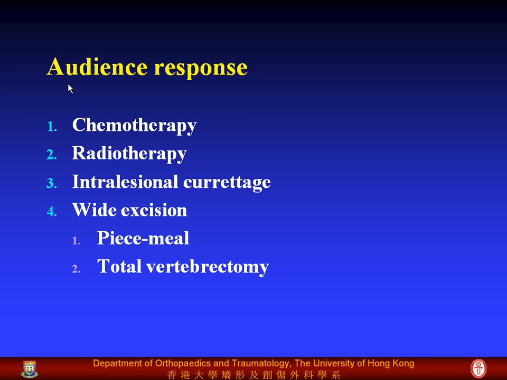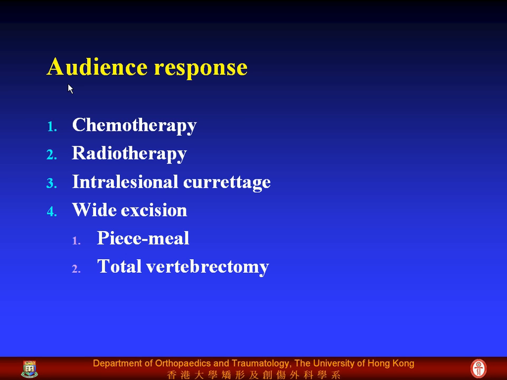Right, so your preference. Chemotherapy, I don't think anybody would use chemotherapy for GCT. Radiotherapy, no. Intralesional curettage, this is what you would do. There's an option if you have a giant cell tumor, you can curette it. But in the spine, curettage of a giant cell tumor has a very high recurrence rate, and if it recurs, it's very difficult to treat.